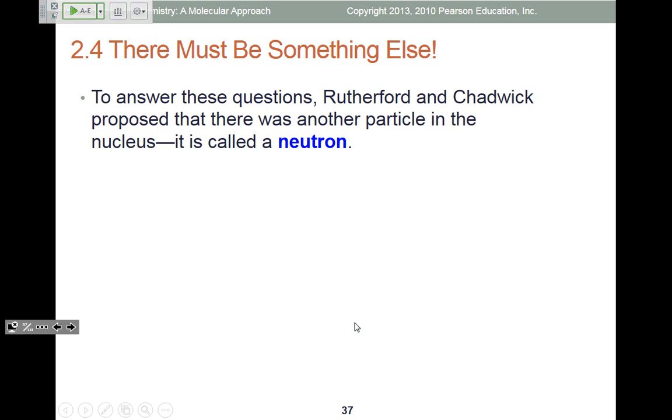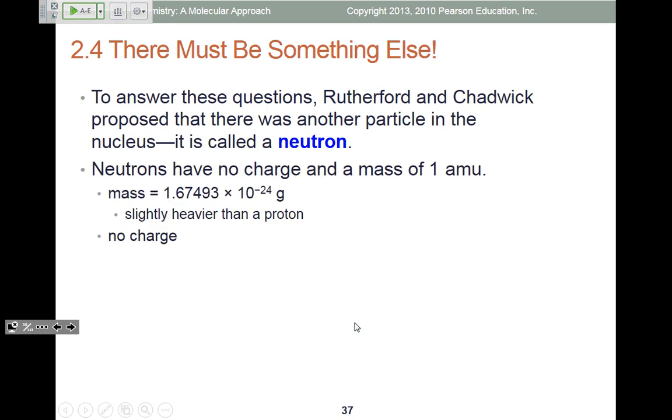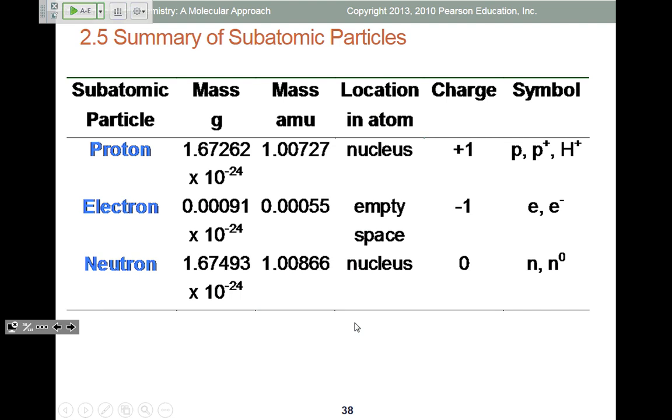So that's the last particle in our atom that we'll talk about, the neutron. It's about the same mass as a proton, slightly heavier, but relatively we'll say if a proton's 1 AMU, a neutron's 1 AMU. Again, being relative. But it has no charge. So this is just that in summary.